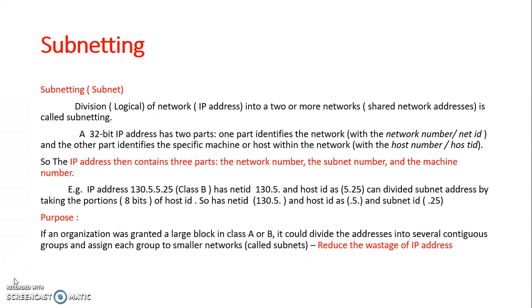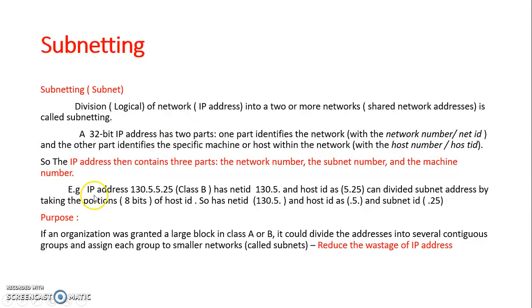Next is subnetting. Subnetting is a process of logical subdivision of the IP address. That is, we are dividing the network into subnetworks. The division of the IP address, that is the logical address, into 2 or more networks with shared network addresses is called subnetting. This division yields 3 parts: the network ID, the subnet ID, as well as the machine or host ID.